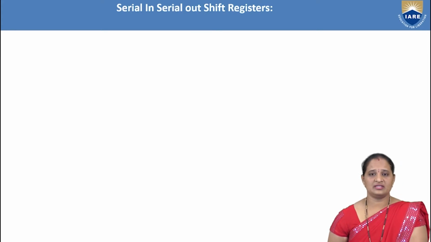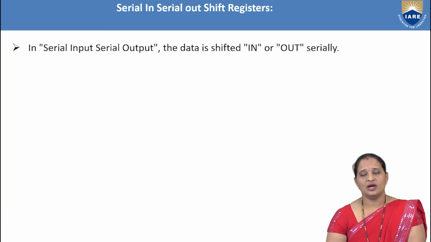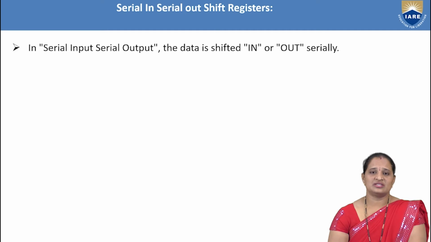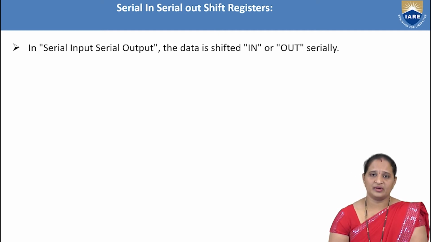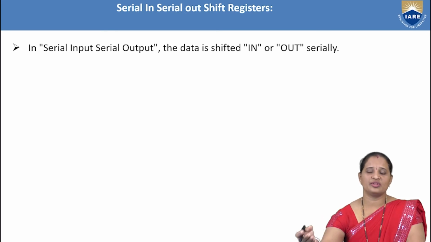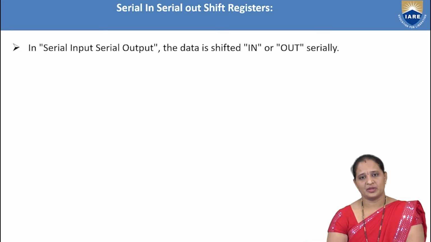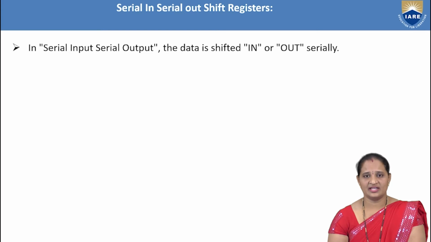Now let us see what a serial in, serial out shift register is. As I said, a register is a storage device where we can store multiple bits of data at a time. So we need to first load the data into the register. If the loading of data into the register is done in serial fashion, bit by bit, then it is called serial in.